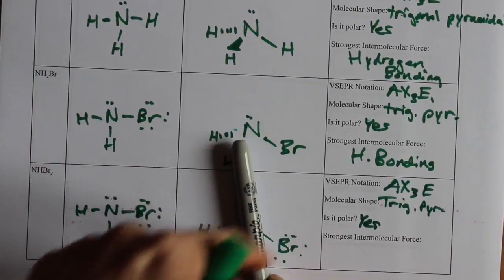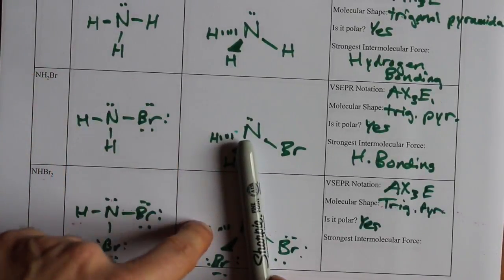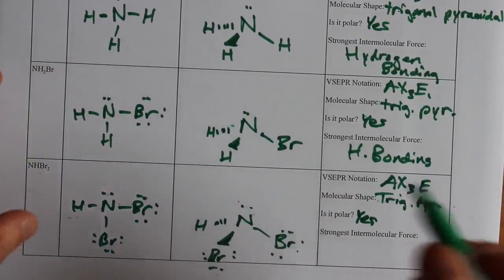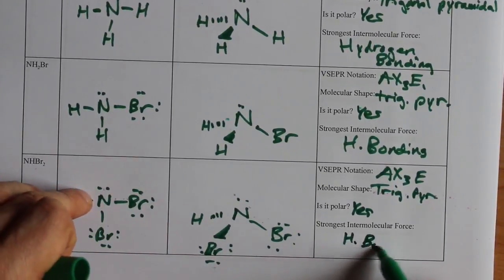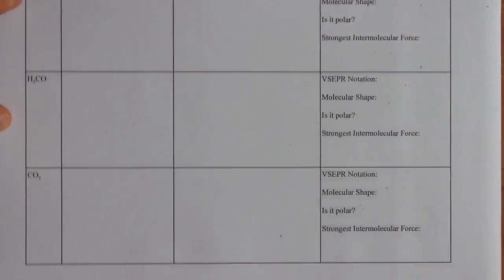We have one Br on each side. That sounds like it might cancel out, but I've got a hydrogen over here that I don't have over here. That causes an imbalance in where the electrons are distributed, so it's polar. And we do have an extra H here, so the strongest intermolecular force is hydrogen bonding again.